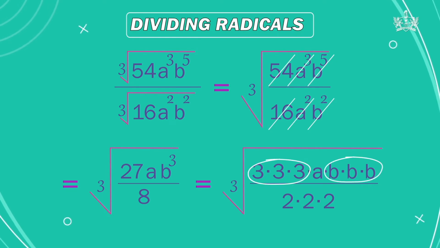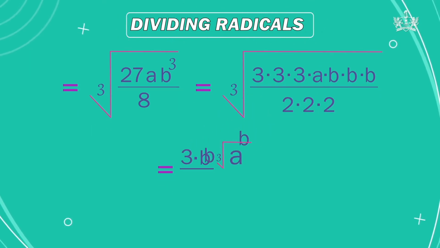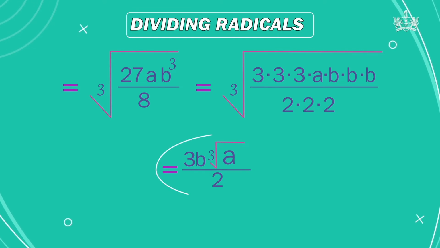Because this is a cube root, we are grouping up in threes. So we can take out a 3, a b, and a 2 from the denominator. We are then left with 3 times b times the cube root of a over 2.